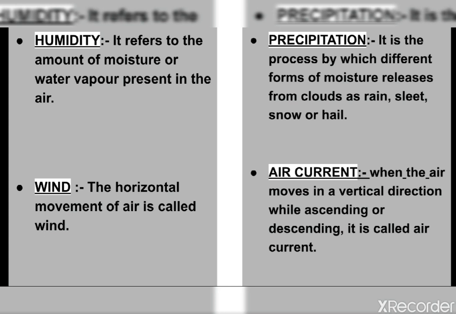And the last one, in the wind you will write the horizontal movement of air is called wind, and in the air current you will write when the air moves in a vertical direction while ascending or descending, it is called air current. So this is the last differentiate, that is between wind and air current.